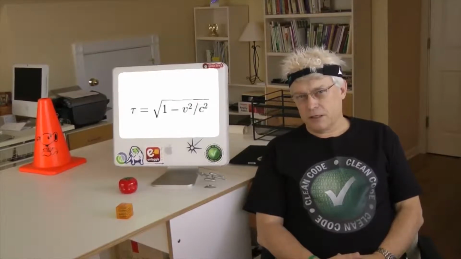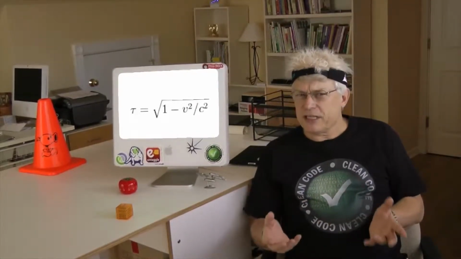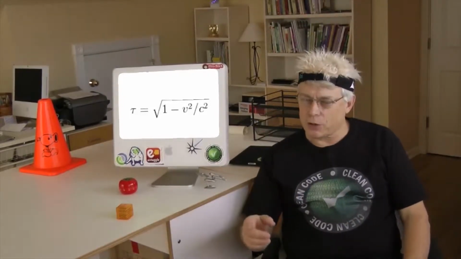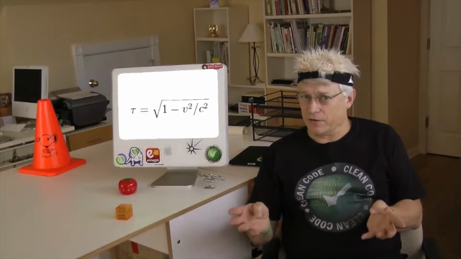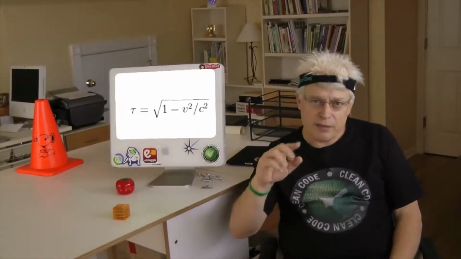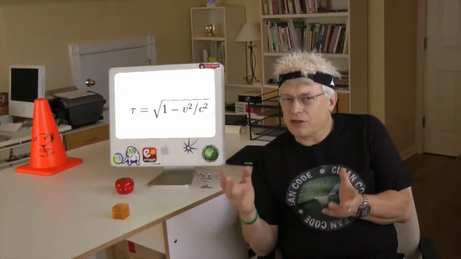How slow? Well, by applying the Pythagorean theorem, it's pretty easy to show that I will see your time running slower by a factor of the square root of 1 minus your velocity squared divided by the speed of light squared. This is a factor often called tau.